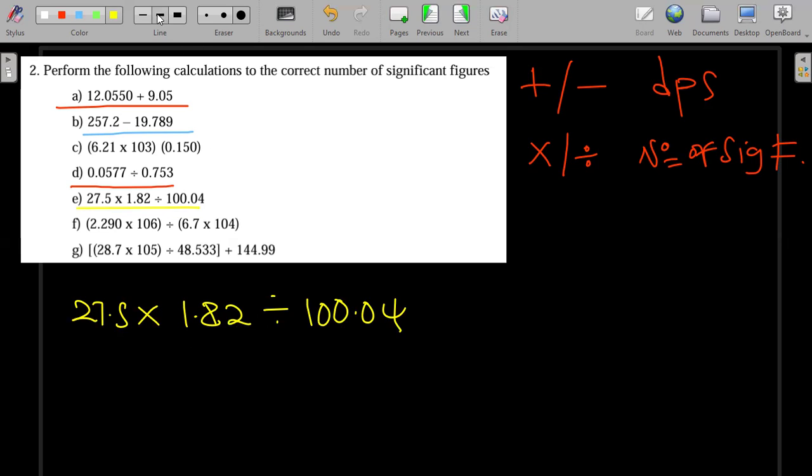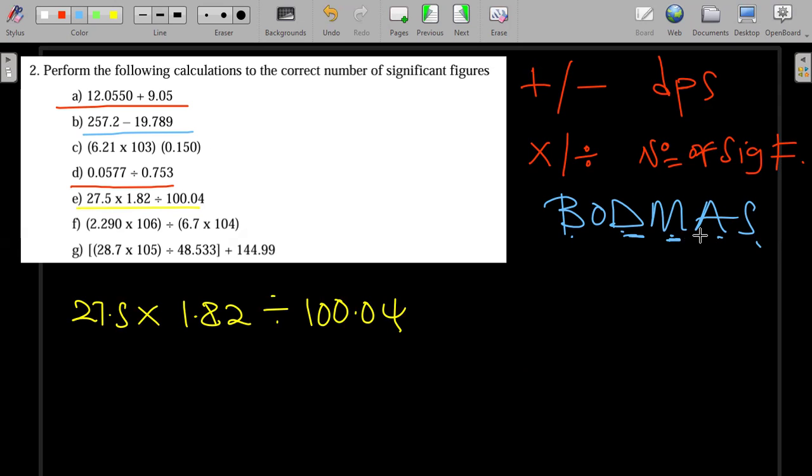So for us to solve this one, we follow what we used to call BODMAS, if you remember, at grade 12 or high school. So BODMAS simply means brackets, division, multiplication, addition, and subtraction. So division comes before multiplication.